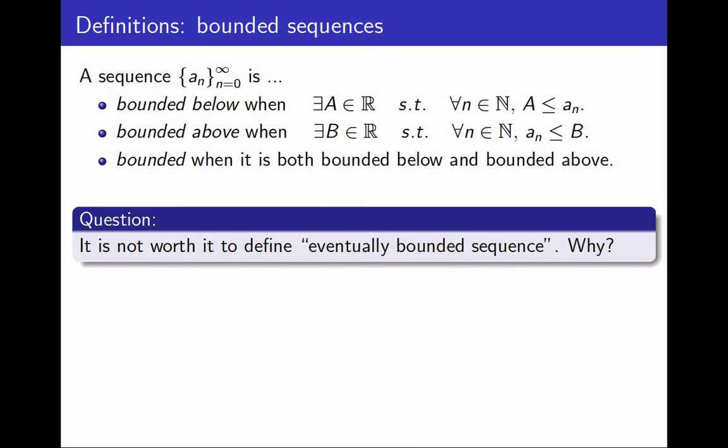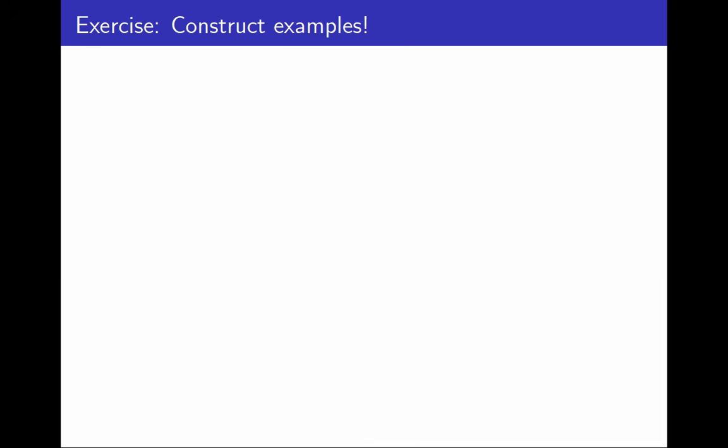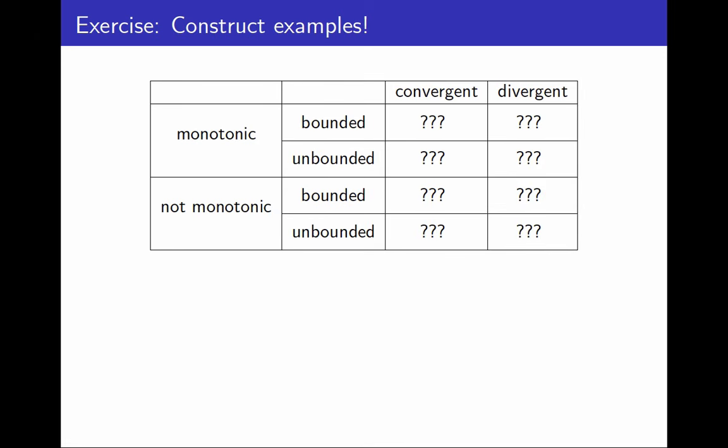The best way to get comfortable with these concepts is to try to construct examples. At this moment, I invite you to pause the video and try to come up with 8 examples of sequences for each combination of bounded or not bounded, monotonic or not monotonic, and convergent or divergent. Try to do this exercise before you continue watching to avoid spoilers.